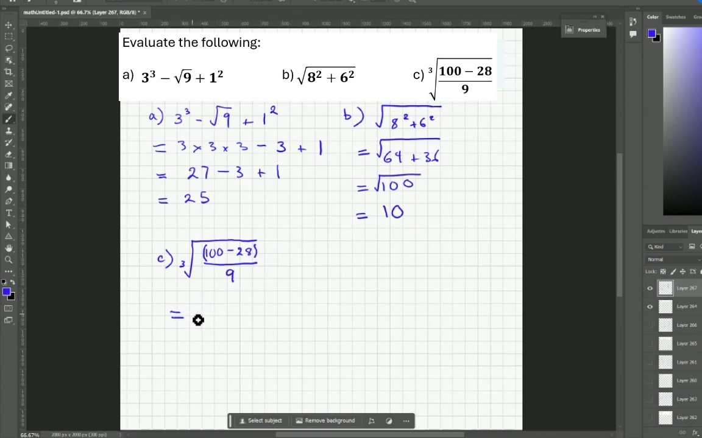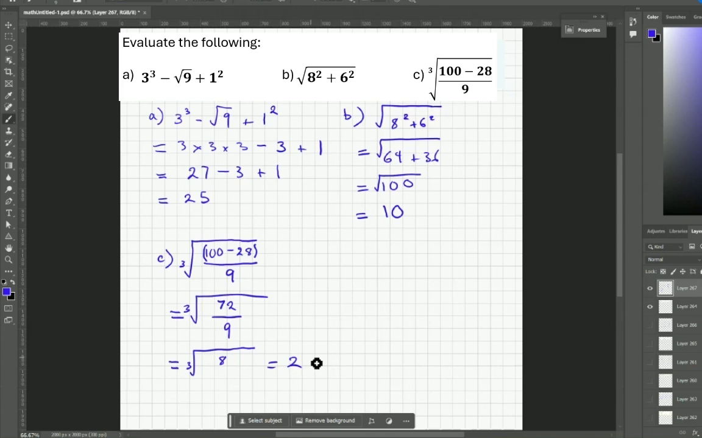So, we have the cube root again. What's 100 minus 28? 100 minus 28 is 72, divided by 9. What's 72 divided by 9? Well, that's just 8. Okay, and the cube root of 8 is just equal to 2. 2 times 2 times 2 is 8.